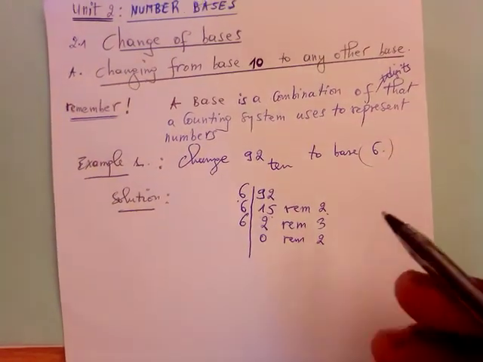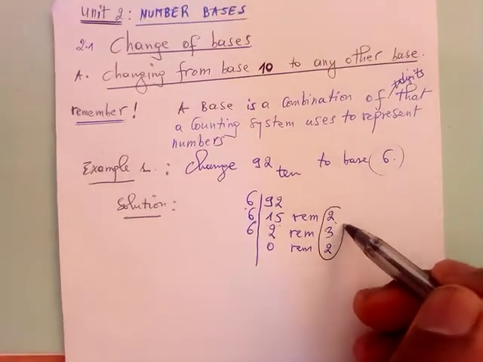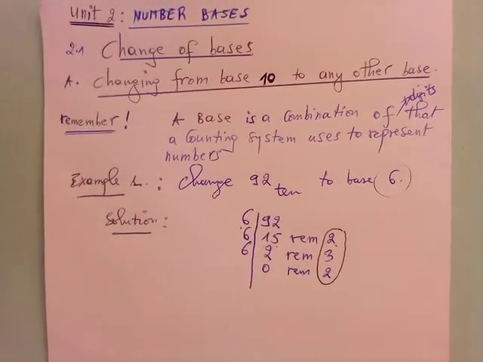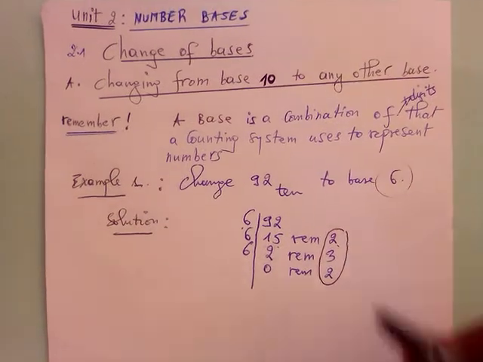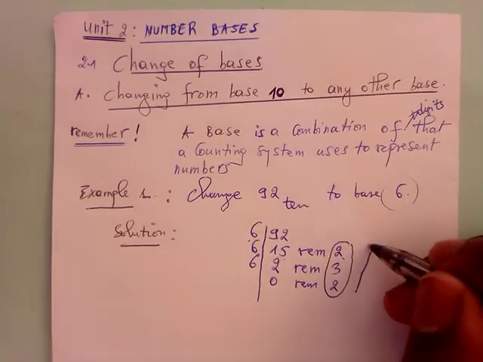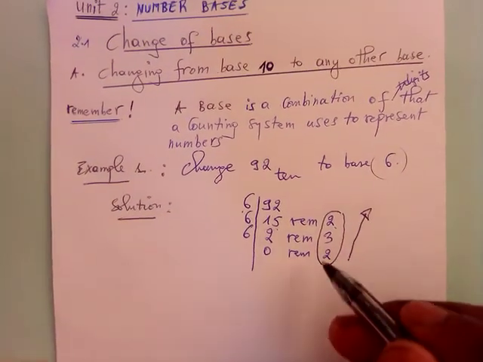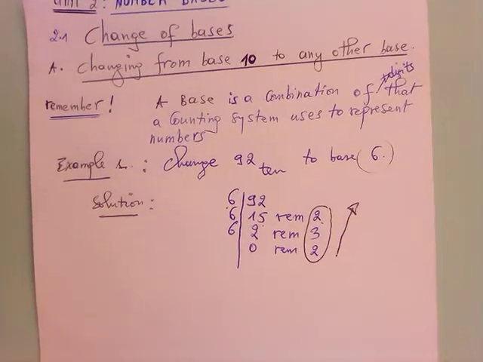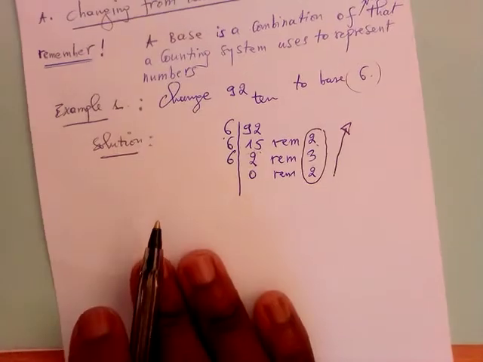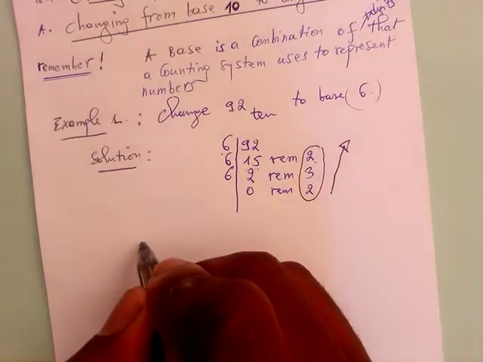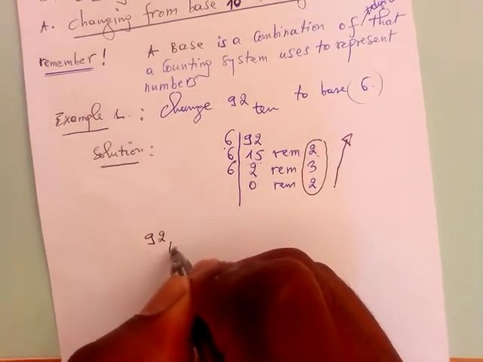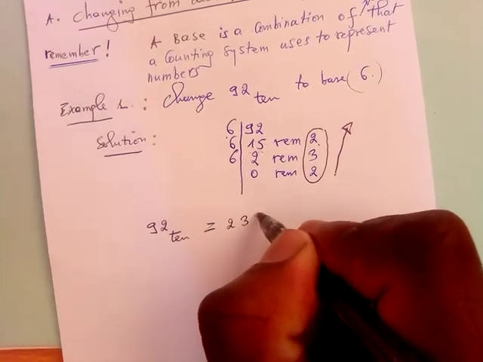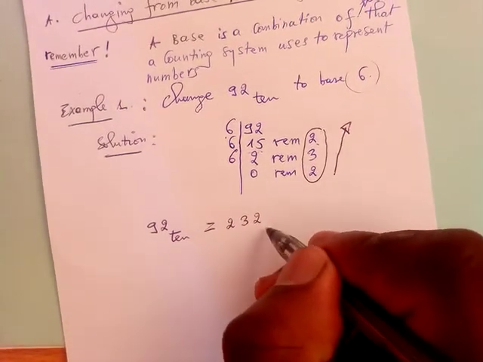This is the answer that we needed. But we need to write this answer in a good way. We will write it from the last remainder up to the first remainder. Then we have 92 in base 10, which is equal to 232 in base 6.